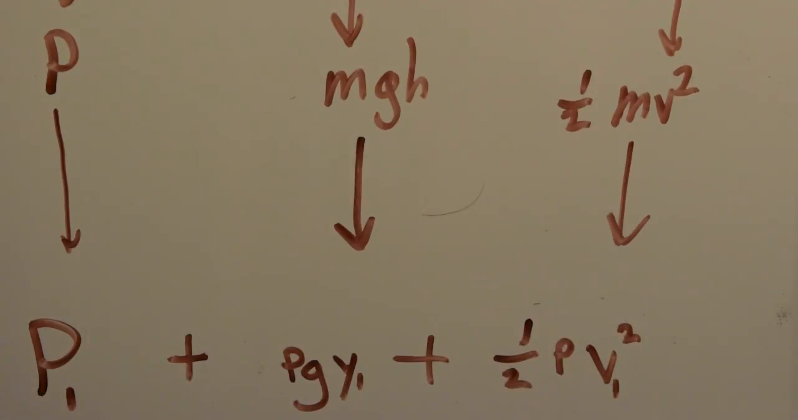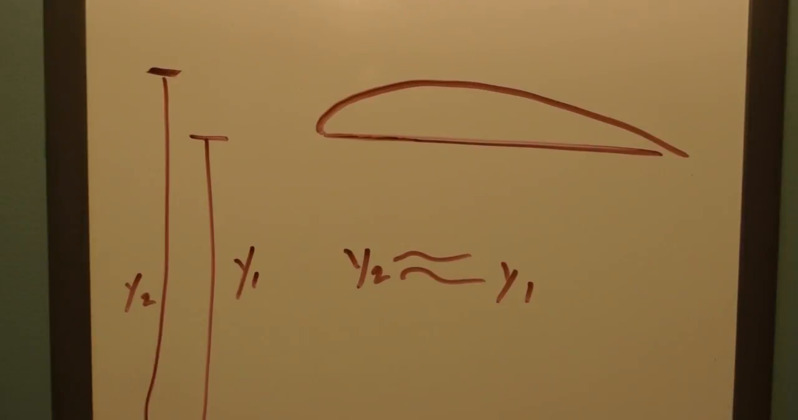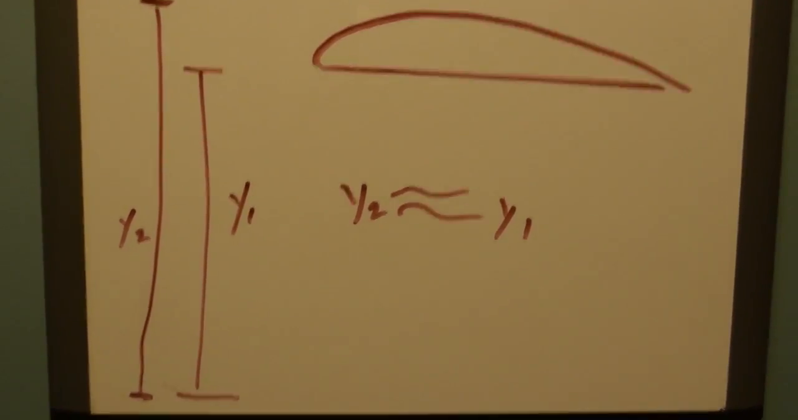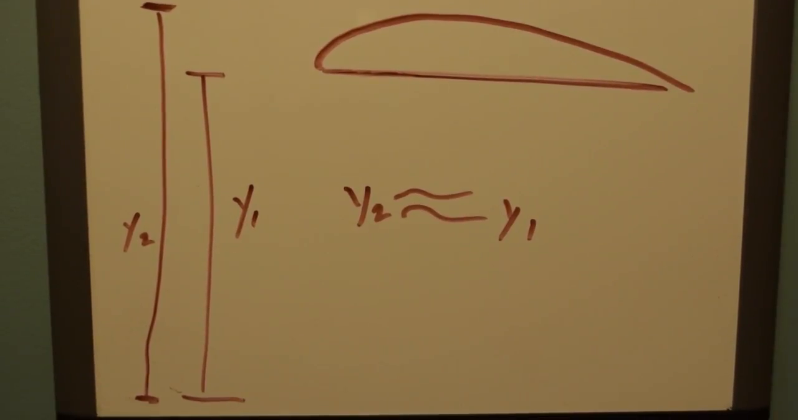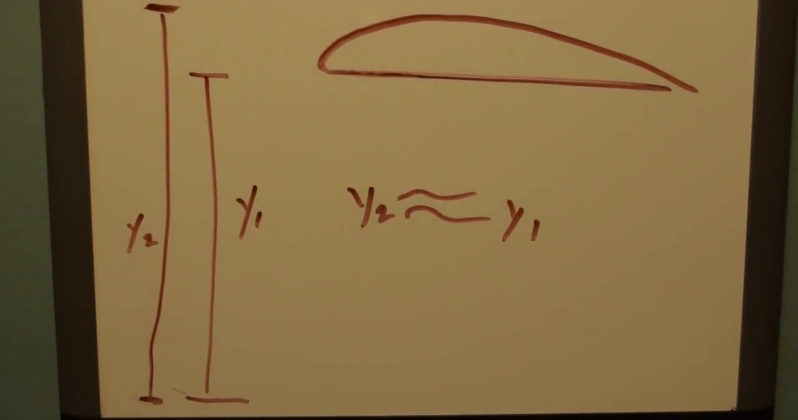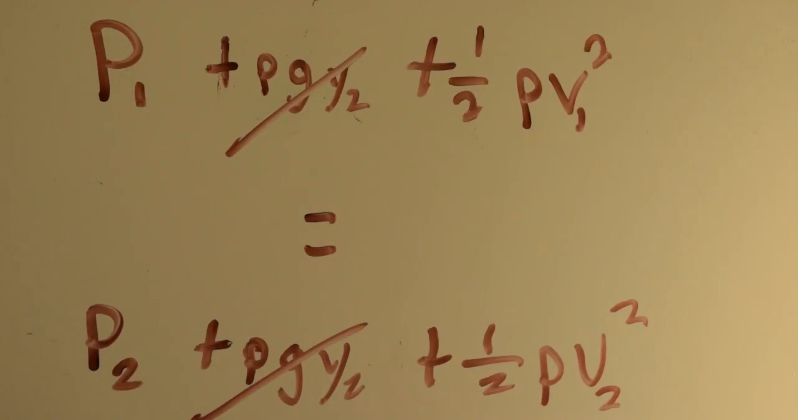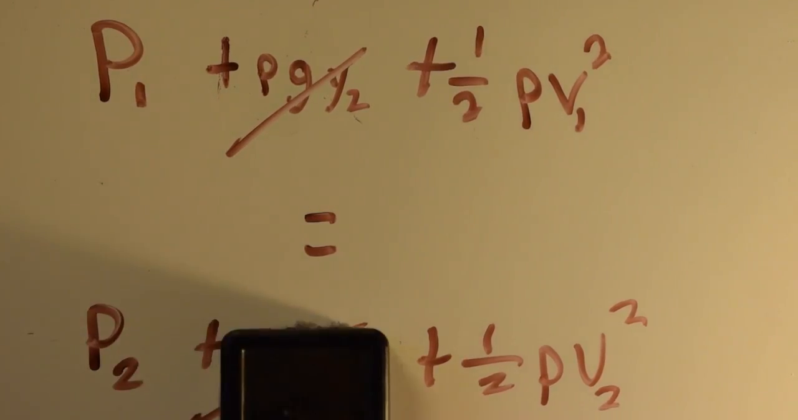Here we have one side of the equation, the other side being the same thing with a different subscript. The air going over the top of the airfoil would have an altitude of y2, while the air going under will have an altitude of y1. Since the difference between these altitudes is so small, they're essentially the same, canceling out the potential energy terms in the equation.